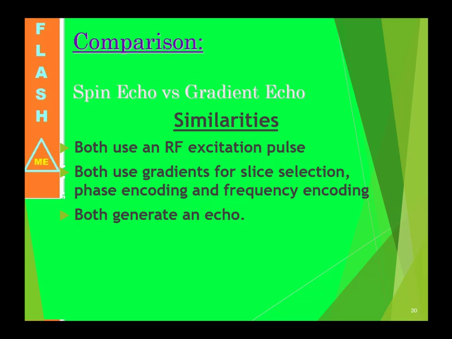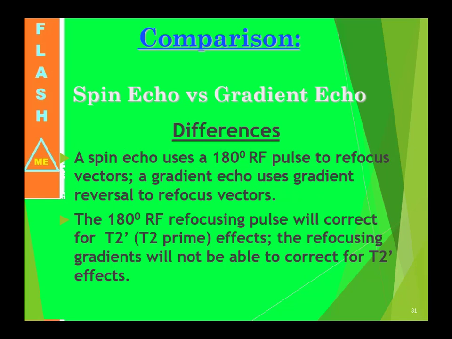Spin echo versus gradient echo. Similarities: both use an RF excitation pulse. Both use gradients for slice selection, phase encoding and frequency encoding. Both generate an echo. Differences: a spin echo uses a 180 degree RF pulse to refocus vectors, a gradient echo uses gradient reversal to refocus vectors.